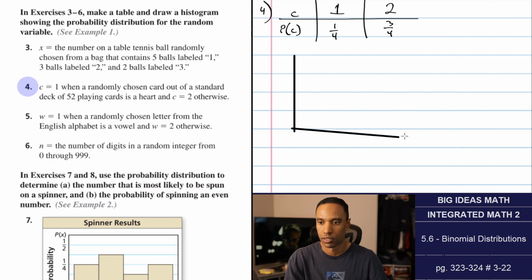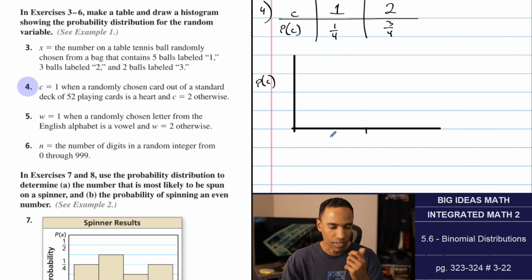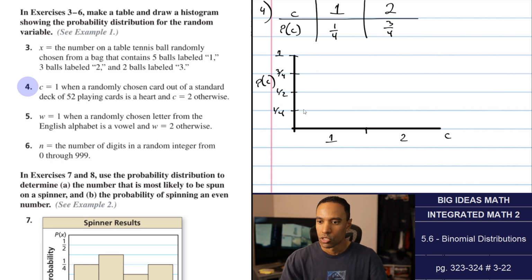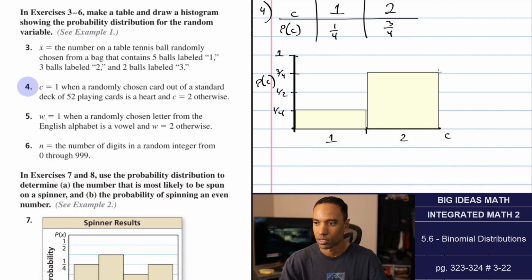So here for P of C, meaning the probability of it being a heart versus not a heart, we'll do 1 and 2 for C. I'll just do it like this. We'll do 1, 3/4, 1/2 and 1/4. So we won't actually reach the 1 at all. So 1/4 of them are hearts. 3/4 of them are not hearts. Like so.